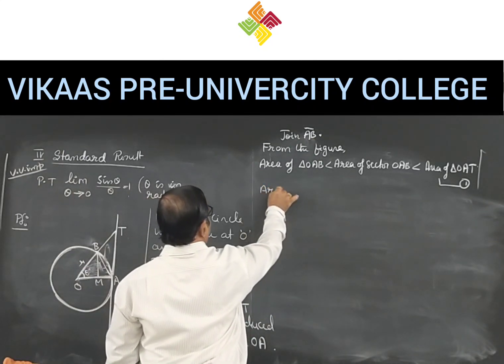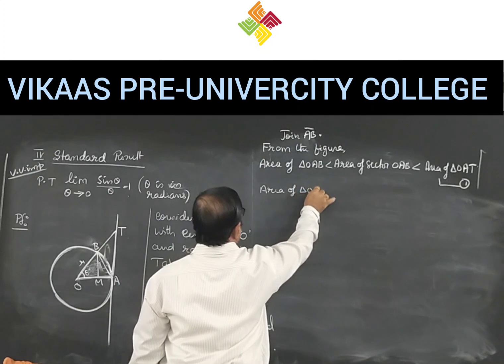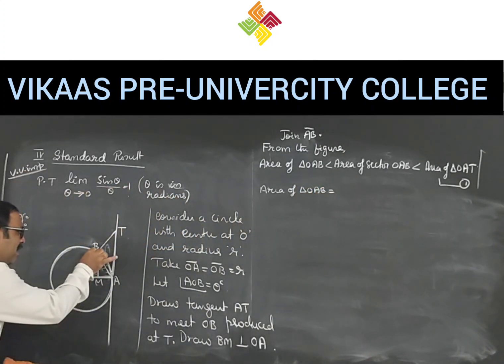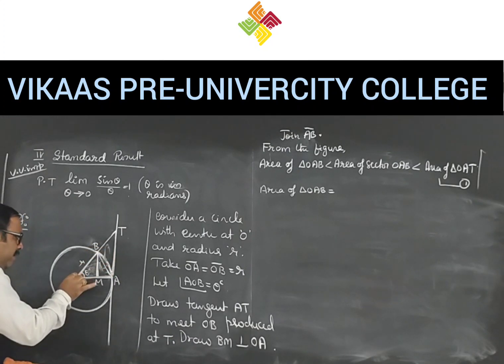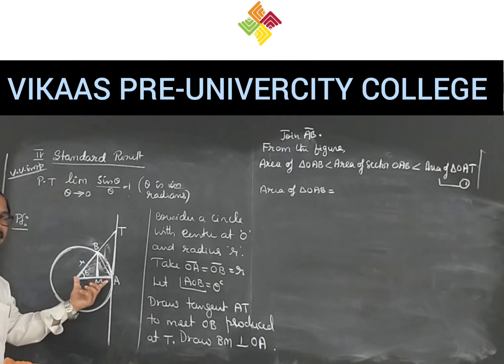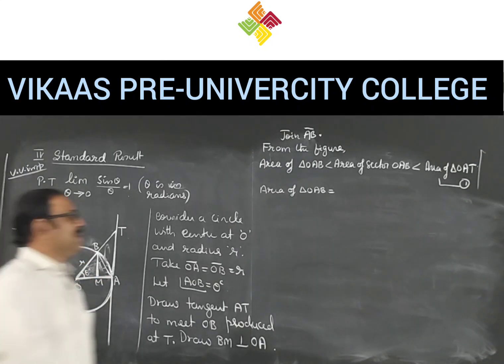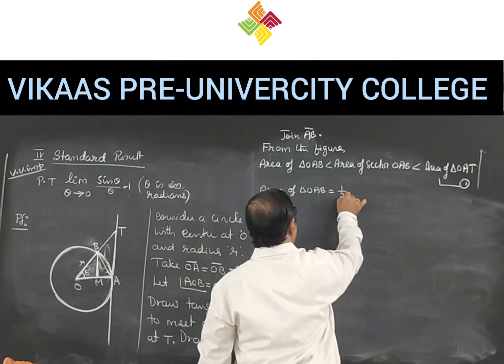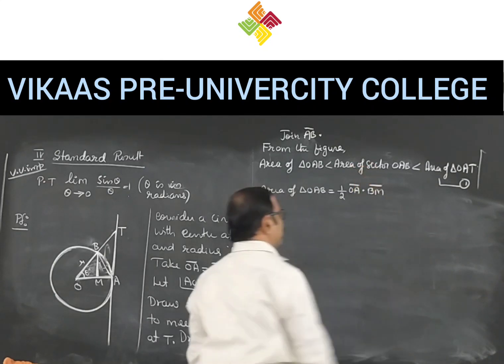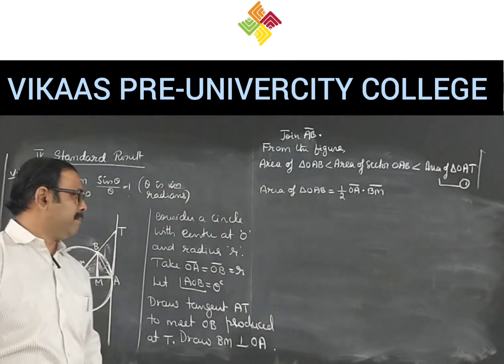First, area of triangle OAB equal to. Tell me, what is it? All of you look at this triangle OAB. The area is always given by half into base into height. What is the base? Base is OA. Height is what? BM.